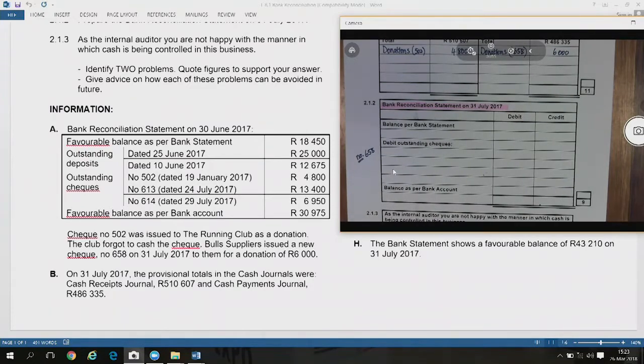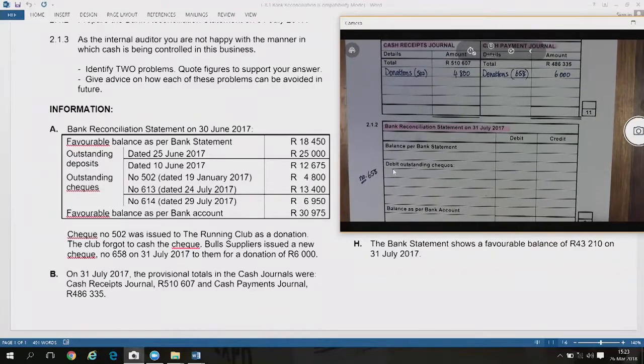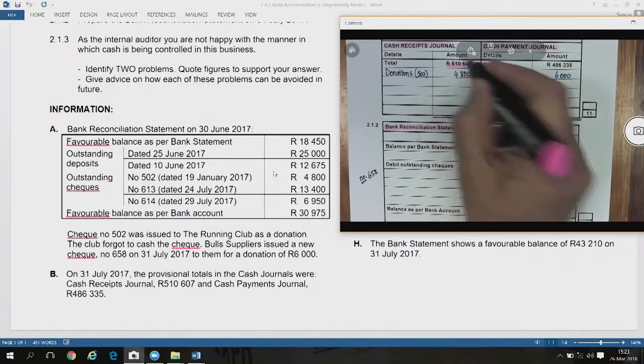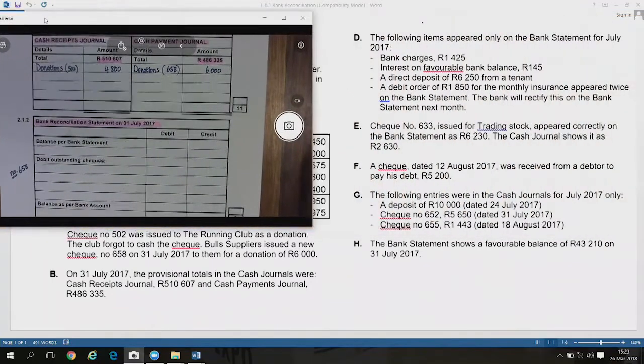Because remember, a new check written out is not through the bank, it's not on the bank statement, so it's even not in our books. So first we put it in our books in the CPJ, then we show it in the bank recon as outstanding. On the 31st of July, the provisional totals for this cash journals were as follows. Don't forget about it. Don't forget to add it whenever you do your bank recon at the end, when you add your columns.